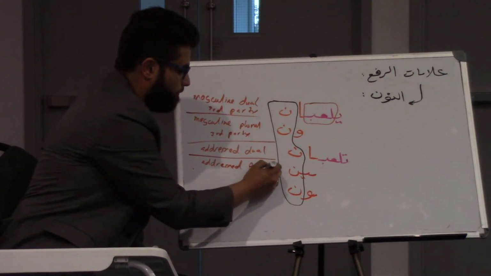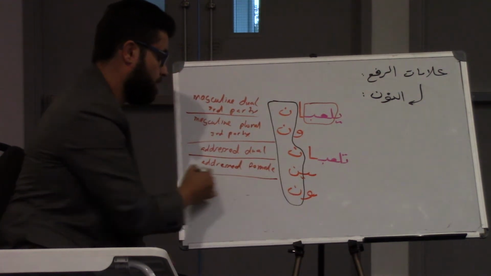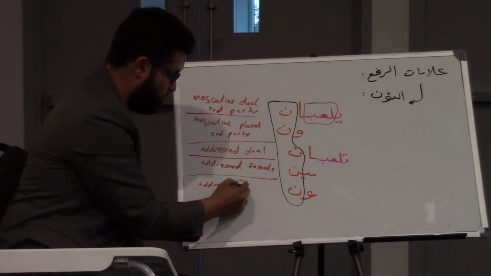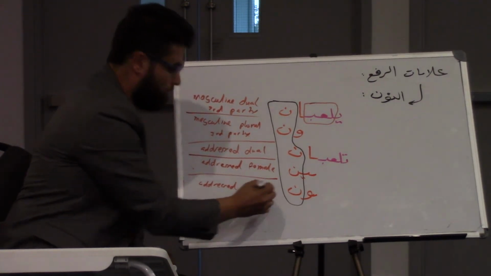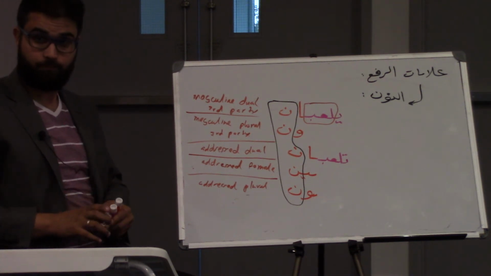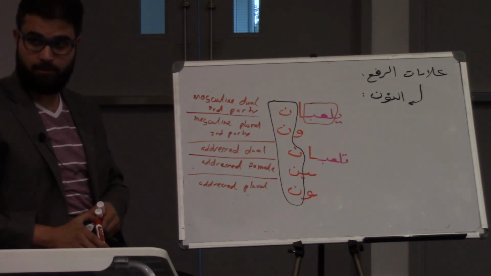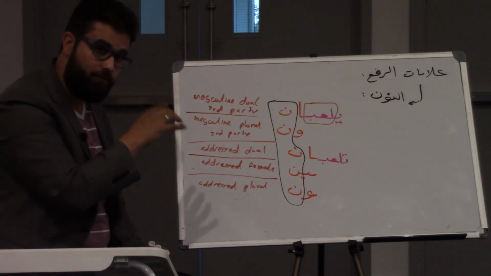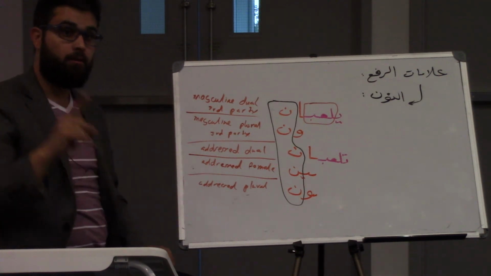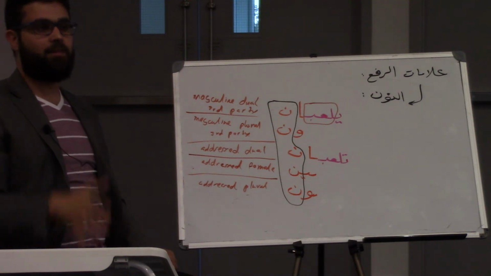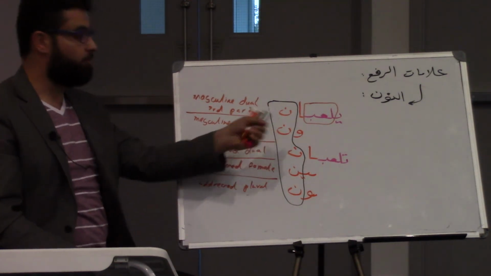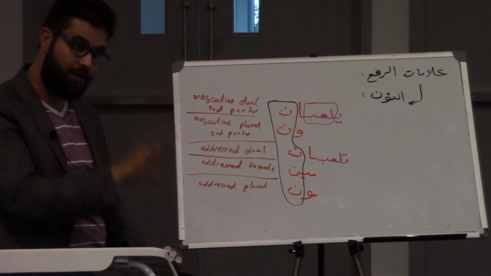Female, and tal'abun addressed plural. Addressed plural. That makes sense? Any verbs that are one of these 5 things, what we want to know today is that the marker of the status of rafi' for them is thubut an-nun. The nun is going to be at the end of it.